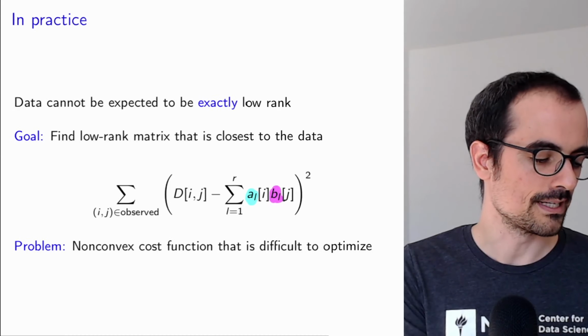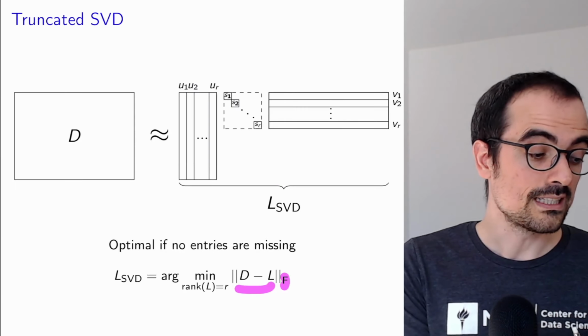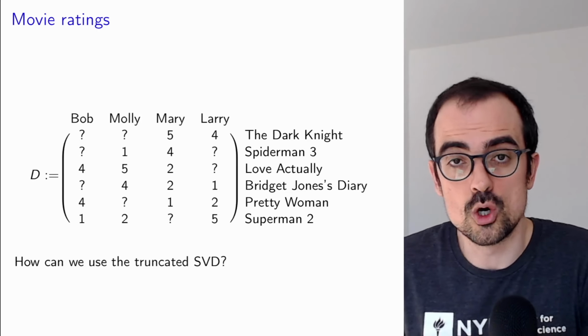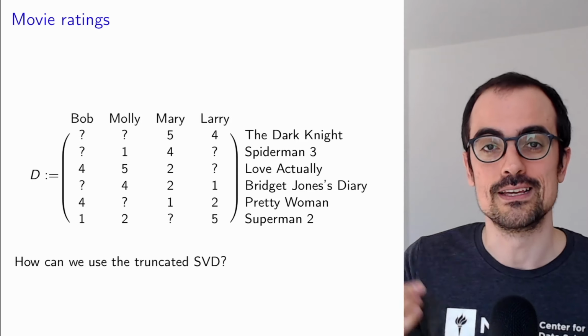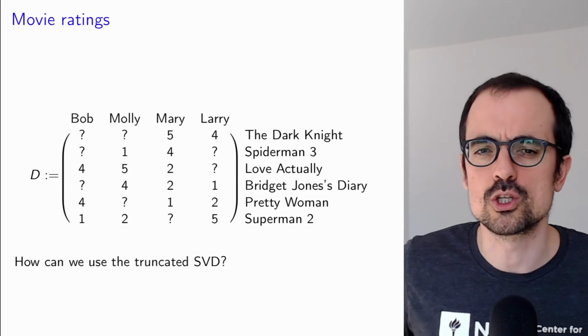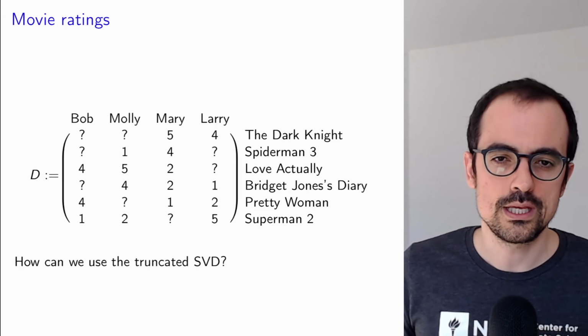Basically, it's exactly the same as this, but with all observed entries. So the truncated SVD is optimal, but you cannot just apply it, right? You cannot compute the SVD if you don't see all the entries, when you have missing entries. So what can we do? Let's think about it a bit. What could we do here?